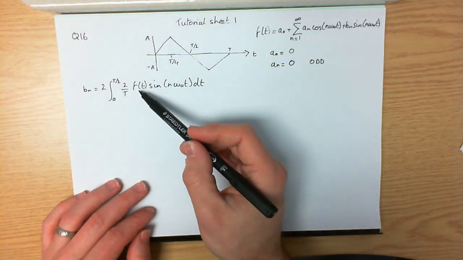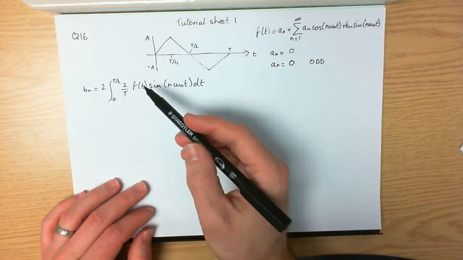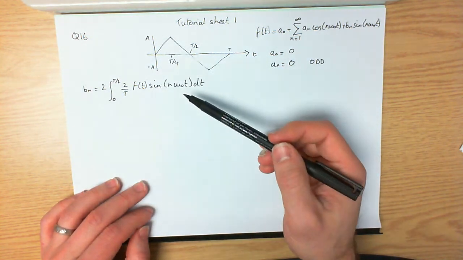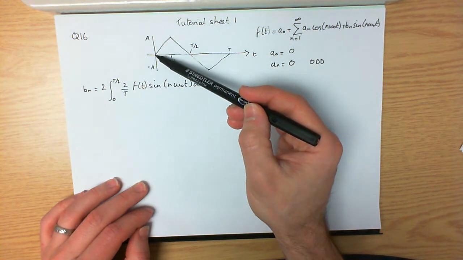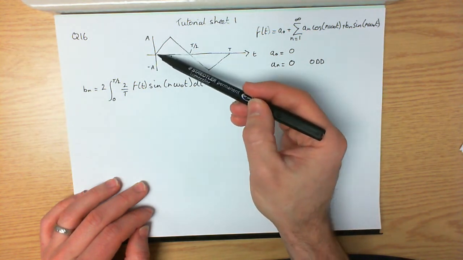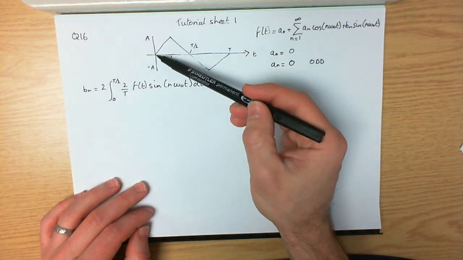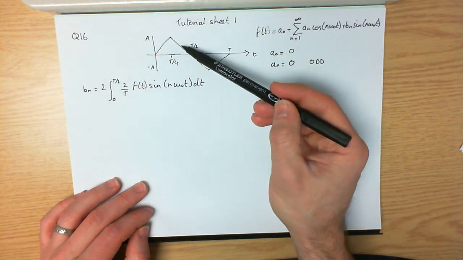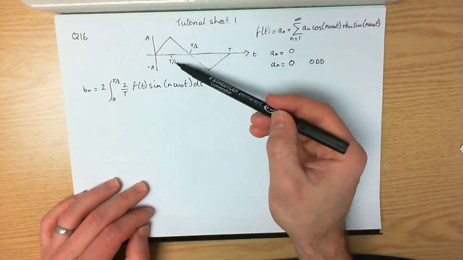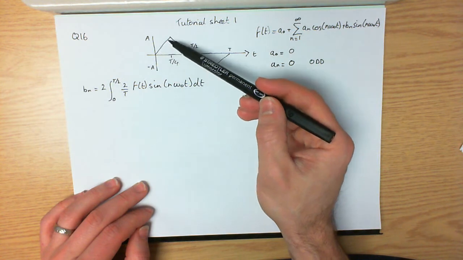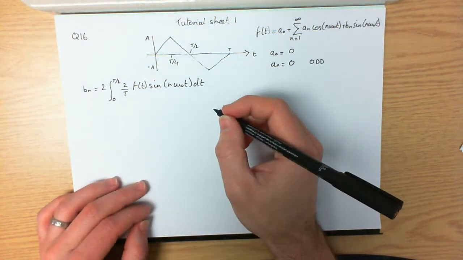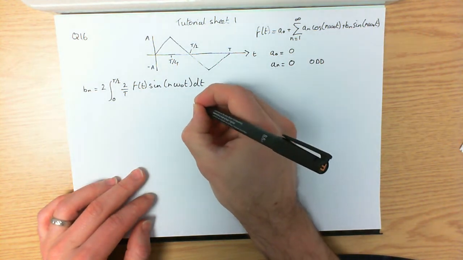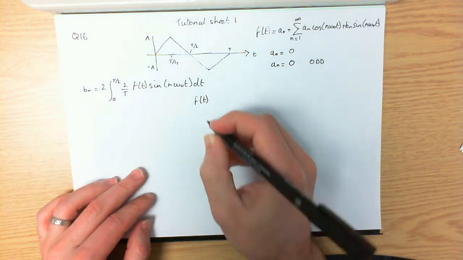So we need to determine first of all what f of t is. f of t can be broken up into two regions. We're only interested in from 0 to T over 2 anyway, so we've got two functions, from 0 to T over 4 and from T over 4 to T over 2. These are just straight line graphs, so y equals mx plus c type graphs. So we can write down what f of t is as a function of time.